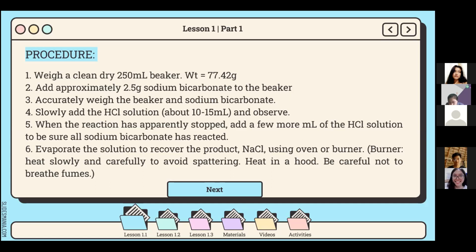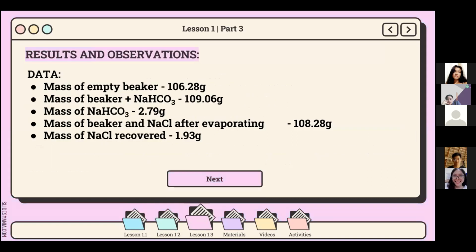Then evaporate the solution to recover the product, sodium chloride, using the oven or burner. And take note that with a burner, you should heat slowly and carefully to avoid sputtering, and heat in a hood. Also be careful not to breathe the fumes. So the next reporter will further discuss the results and the observations.